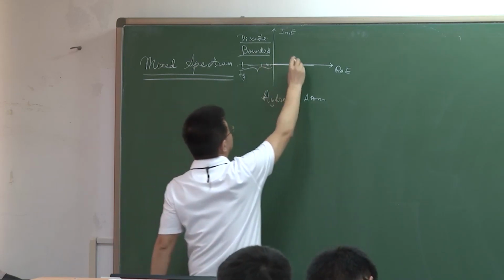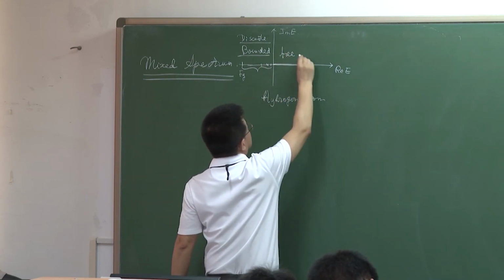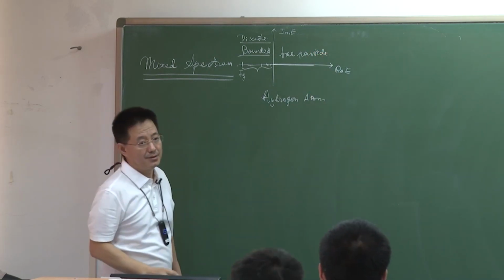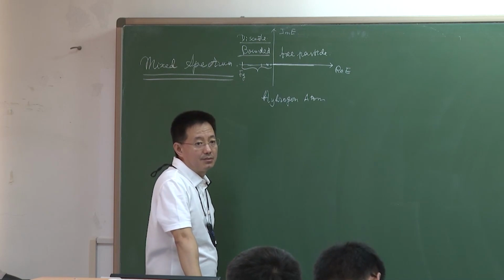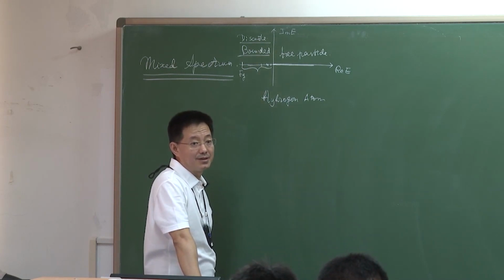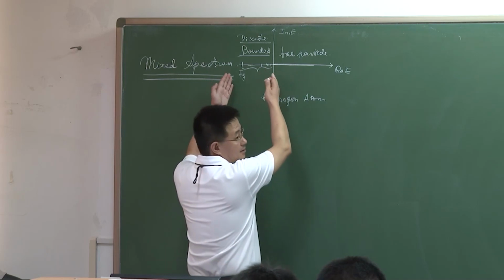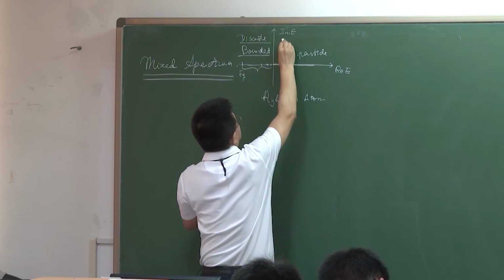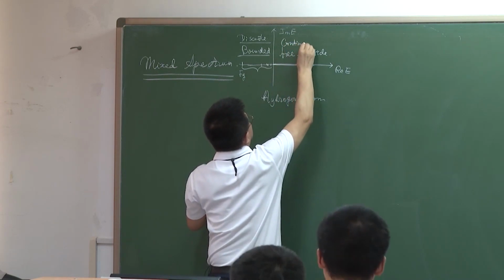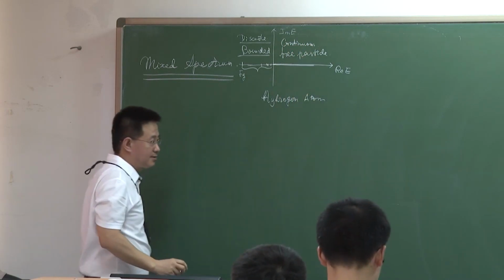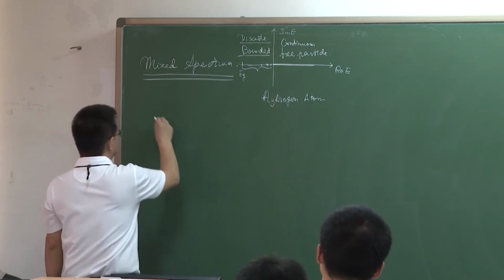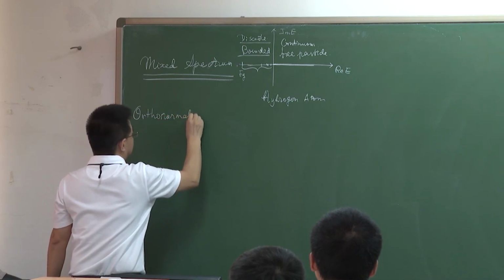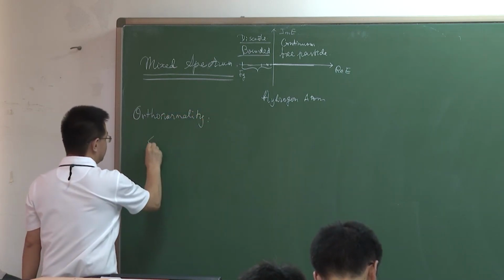But for the free particle, it's an unbounded state. The energy will be continuous. So it's a mixed spectrum, with both discrete and continuous parts. And for this, you also have the normality condition like this.